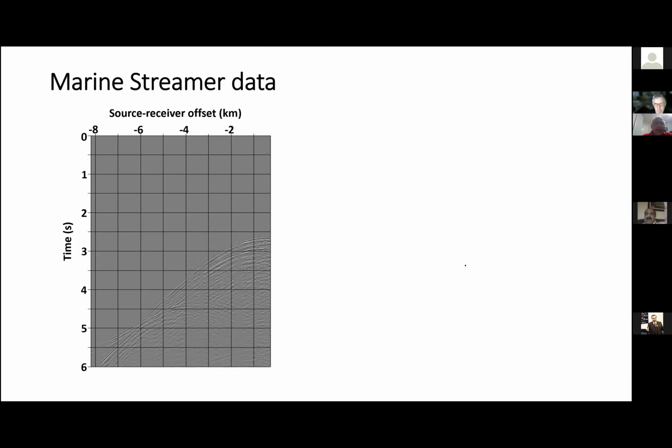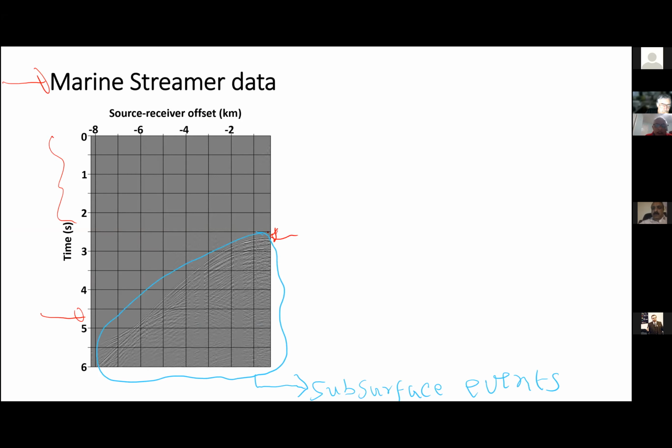Let's take a look at the marine streamer data. What I am showing here is marine streamer data, and you can see all these reflections. This is the water layer on the top, this is my water bottom reflection, and this is the first reflection coming in. It's a short gather. So these are all the subsurface events.